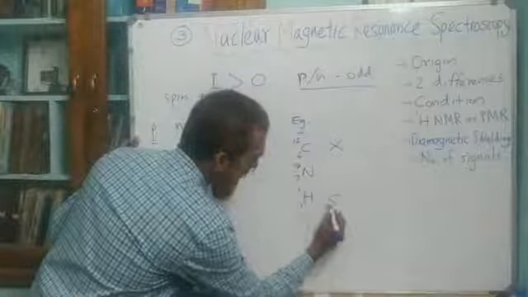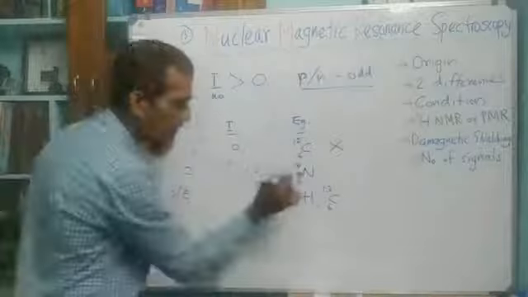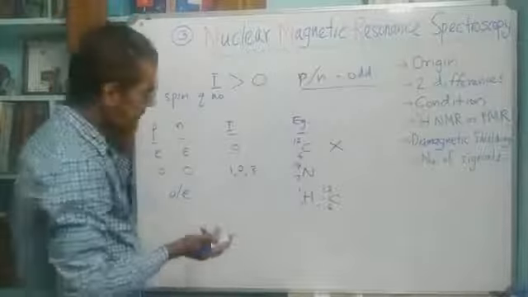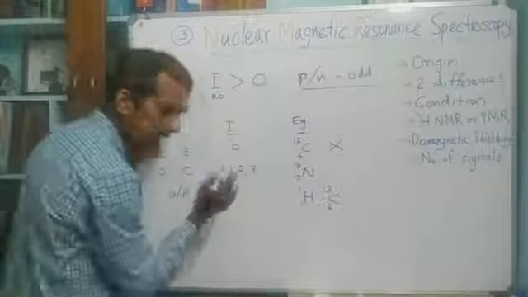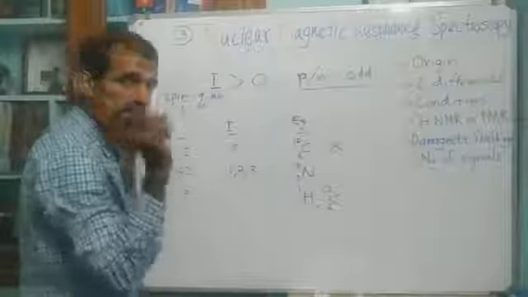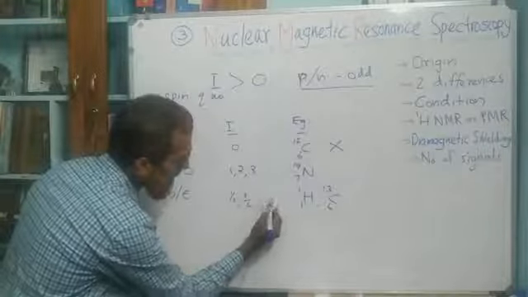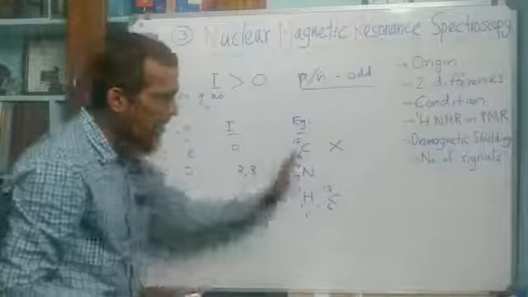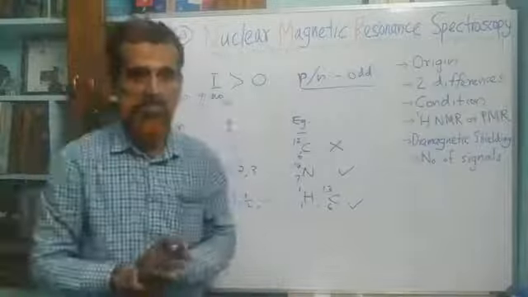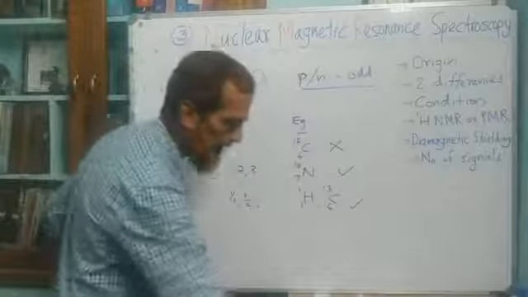Another example is carbon-13. 6 protons, so the proton number is even. What about neutrons? 13 minus 6, that is 7, it is odd. So one is odd. In that case, definitely the condition is met, I will be more than 0, and it will be half integral values like 1/2, 3/2, etc. In both these cases, the nucleus will be NMR active. It will give an NMR spectrum. So this is the condition for NMR activity.